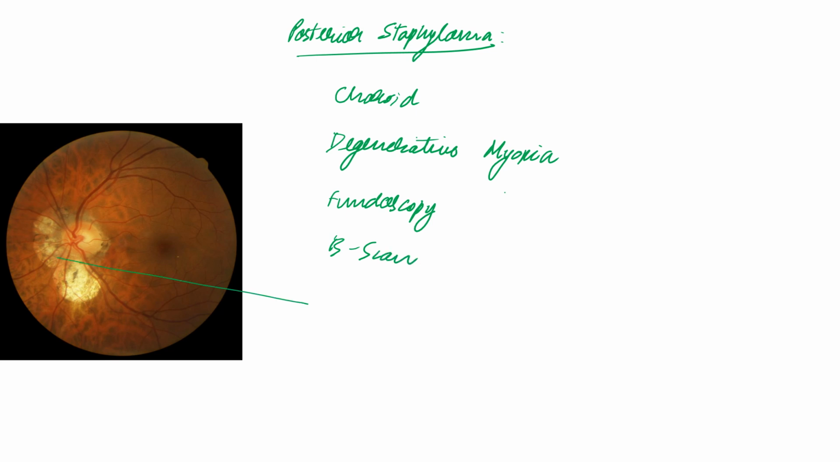This picture shows a fundus photo of a case of high myopia demonstrating posterior staphyloma. You can notice the crescentric shadow in the posterior pole.